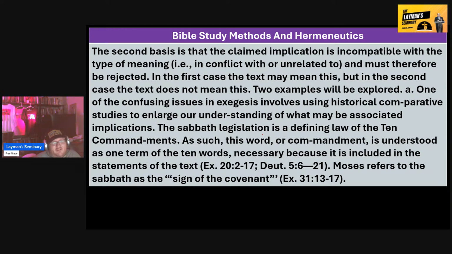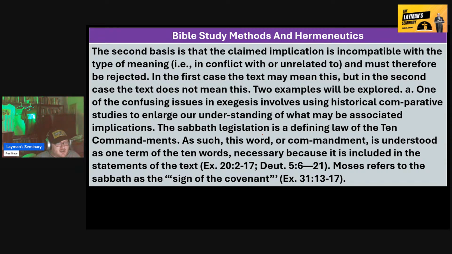The second basis is the claimed implication is incompatible with the type of meaning, i.e. in conflict with or unrelated to, and must therefore be rejected. In the first case, the text may mean this, but in the second case, the text does not mean this. 2 examples will be explored.